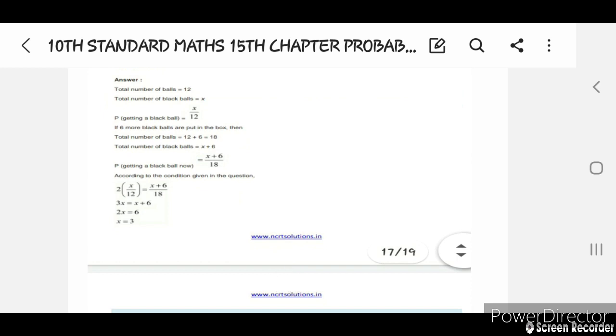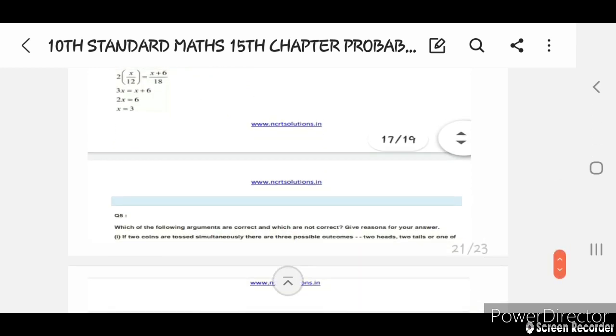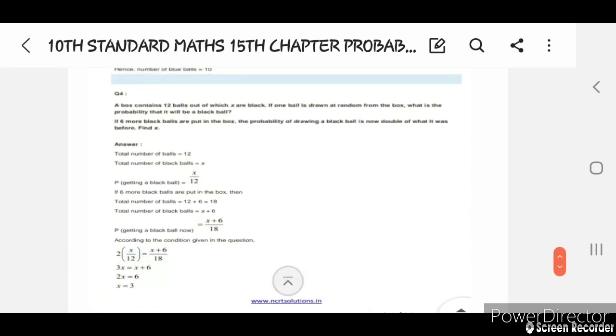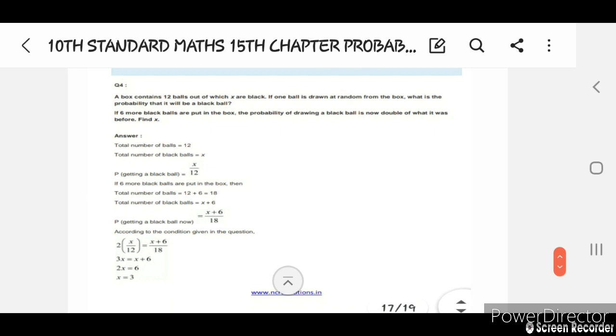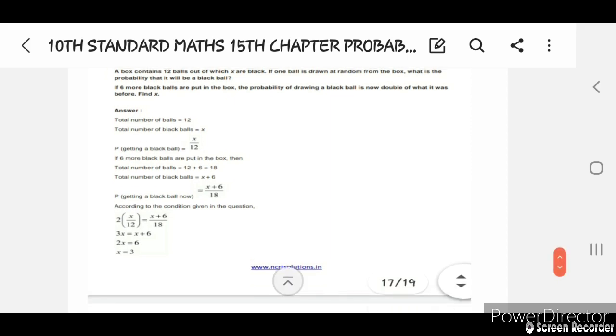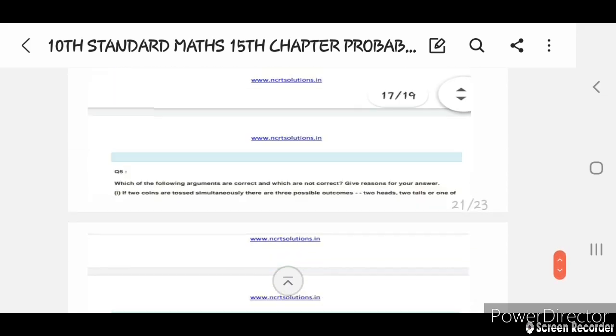So therefore it will be 3x is equal to x plus 6 when you solve, and 2x is equal to 6. So therefore x is equal to 3, which means there are 3 black balls in that box.